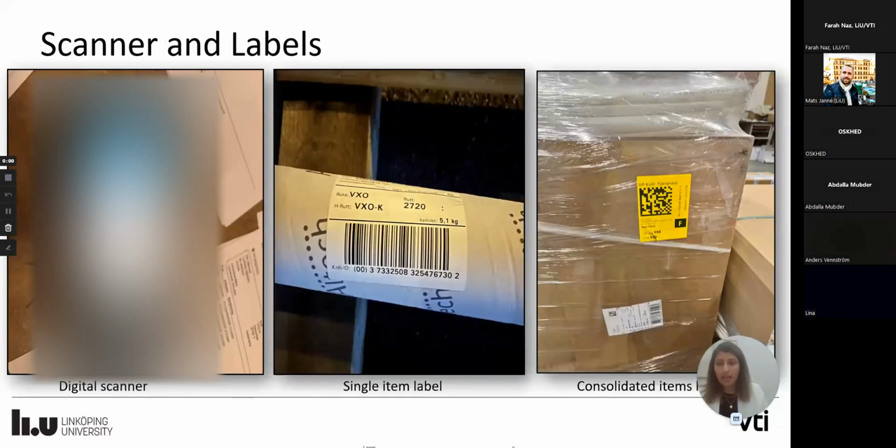This is a digital scanner that is used in this transport flow. There are 2 types of labels. One label is used for a single item, and on every item this label is present. Whereas there is also a yellow label, which is for the consolidated items. These 2 types of labels get scanned with the help of this digital scanner.